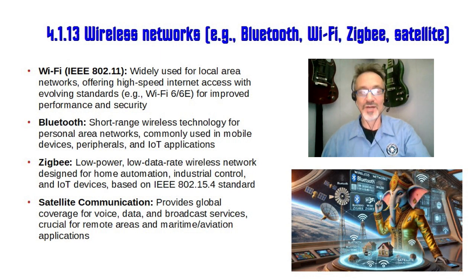4.1.13 Wireless Networks. As wireless communication presents some unique challenges, you need to understand the different types of wireless technologies and their associated security concerns. Wi-Fi 802.11 is the most common wireless technology used for local area networks. It provides high-speed internet access, but it's also vulnerable to attacks like man-in-the-middle and attacks on WEP and WPA, if not properly secured.